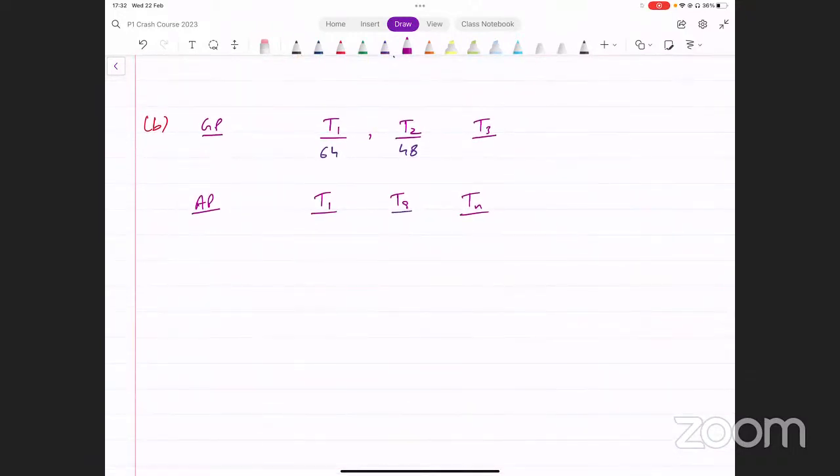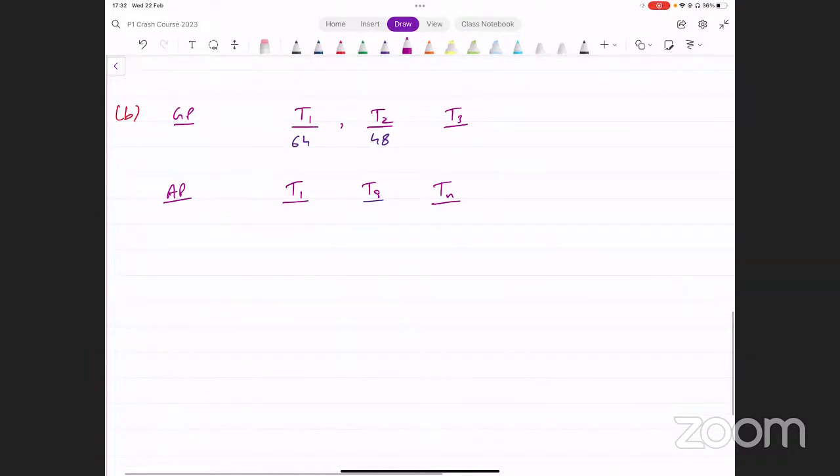Now remember what the term formulas look like for the AP and the GP. The term formula for a GP is AR raised to power n minus 1, and for an AP, it's A plus n minus 1 times the difference. Now, if you know the first two terms of the GP, can you figure out the third term? That would just be AR squared, right? Can we figure that value out? We can figure out the ratio from this, right? That's pretty easy to figure out.